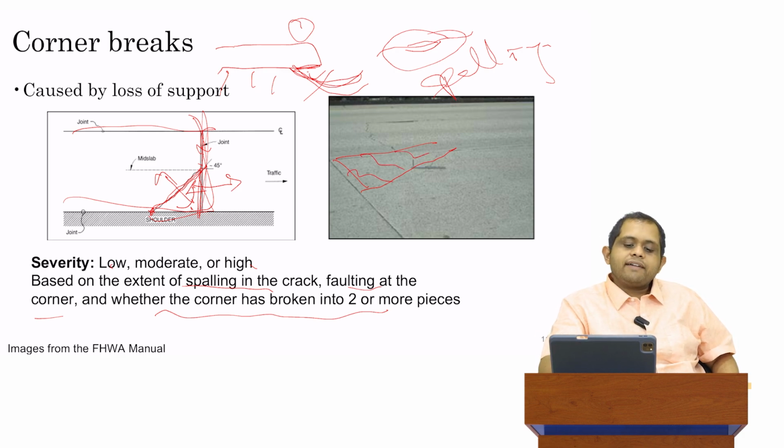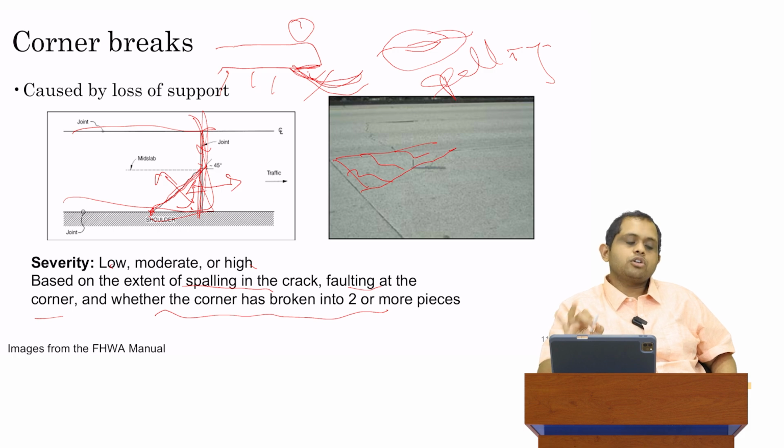So if you have a condition where you have this corner crack, but the crack width is small, you do not have any faulting, you do not have any significant spalling, and it's just remaining in one large triangular piece, that is what you would call a low severity corner break. It's not a good thing. It is a distress, but mostly drivers can drive on it.